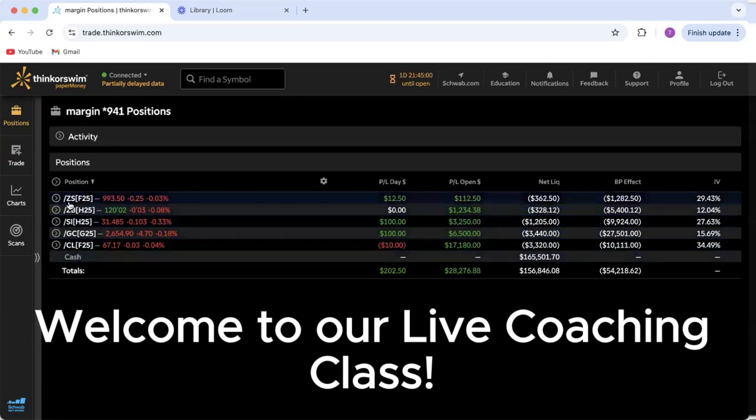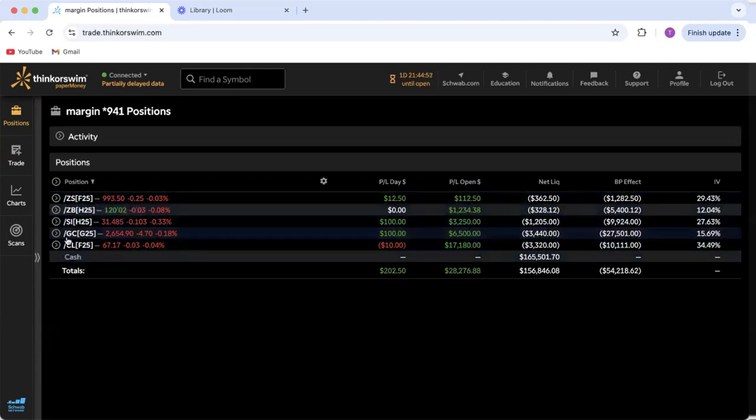Okay. And with ThinkorSwim, you'll notice a slash in front of all of them. There has to be a slash there. We'll talk about the symbols in a little bit, but just so you know, the first one I have here is the symbol for soybeans. The second one is treasury bonds. The third one is silver. The fourth is gold. And the fifth is crude oil.